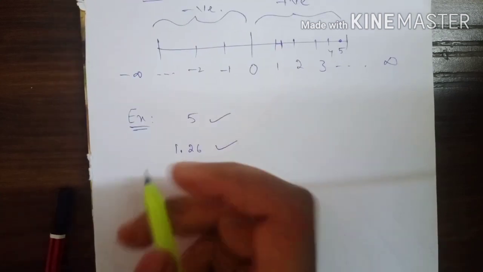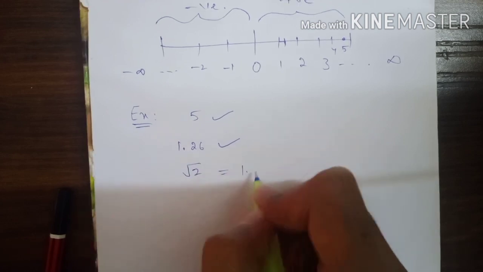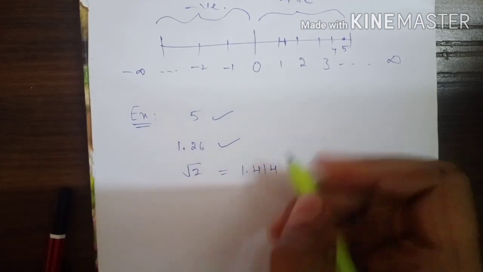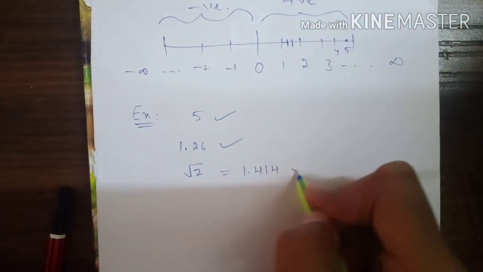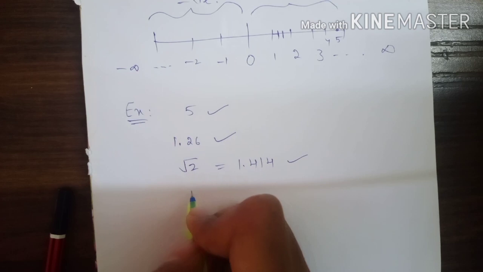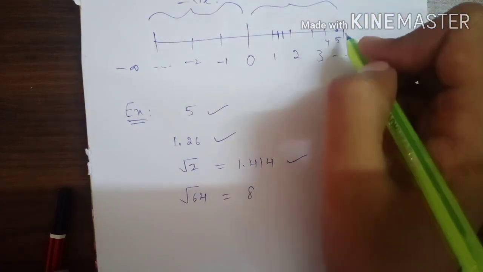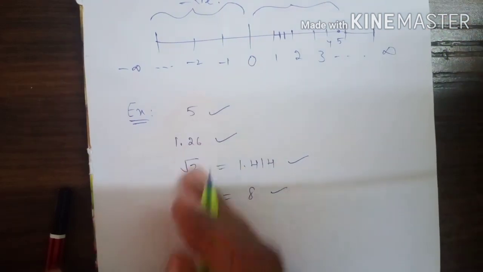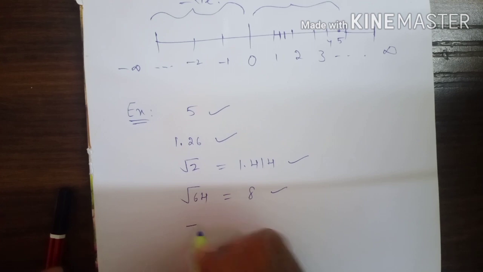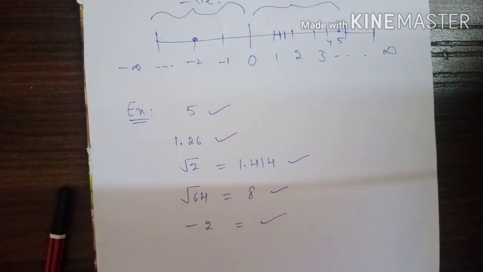Other than 1.26, other real numbers could be root 2. The root 2 value is 1.414. So 1.414 is also situated somewhere between 1 and 2. This is also a real number. Next, suppose I take root 64. Root 64 value is 8. So 8 is on the right side of the number line. So this is also a real number. Other than this, every negative number is also a real number. Suppose -2. Here -2 is pointed here. So this is also a real number.